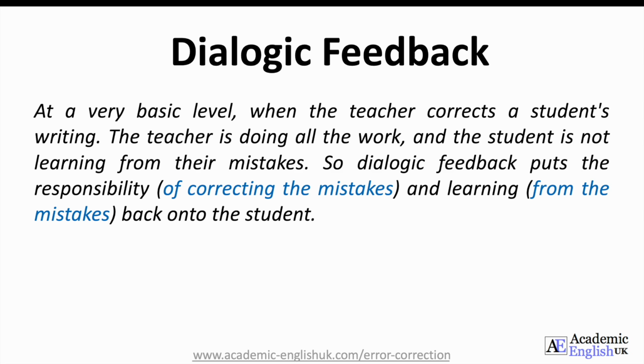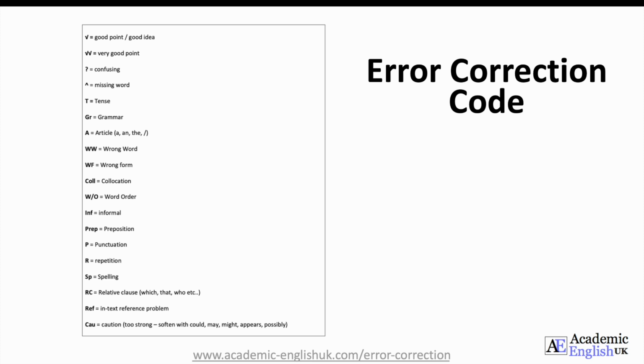It all begins with an error correction code like this. The student is shown the correction code and its abbreviations. The code has a range of abbreviations, like you can see, for tense, wrong word, prepositions, etc. And the process works like this.